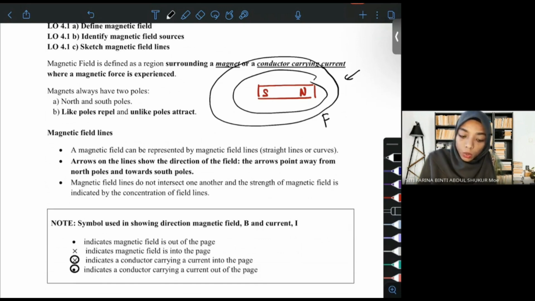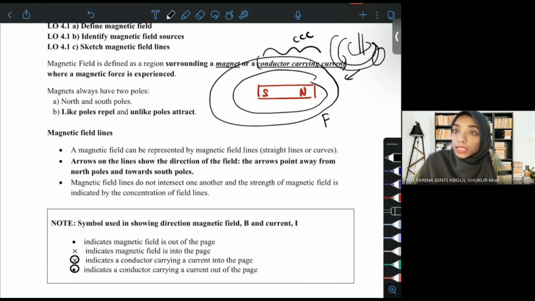Okay. Also, if you were to have conductor carrying current, your conductor can be a straight wire, can be a circular coil, or a solenoid. We look at the current carrying conductor later. Okay. Besides that, if you have any of the conductor carrying current, you can also have region surrounding that conductor where you can experience magnetic force, is what we call as a magnetic field.